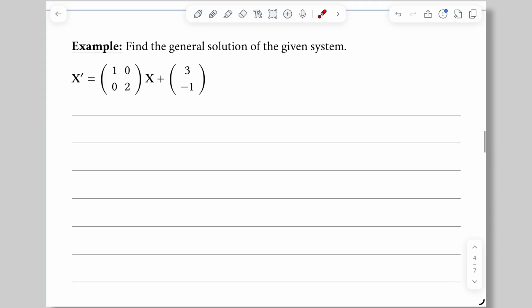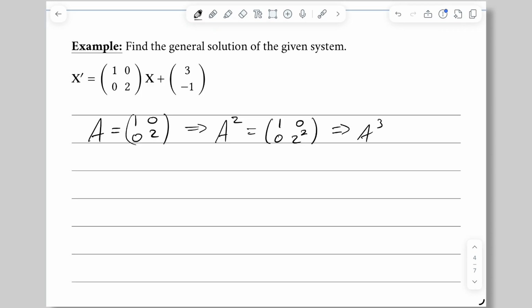So we have a system here. x prime equals 1, 0, 0, 2 times x plus 3, negative 1. A is equal to then 1, 0, 0, 2. This is kind of nice. It's called a diagonal matrix, and it has a nice property that when we multiply it by itself, what ends up happening is we multiply the diagonal entries by themselves. So A squared is 1, 0, 0, 2 squared. A cubed is 1, 0, 0, 2 cubed, and so on.